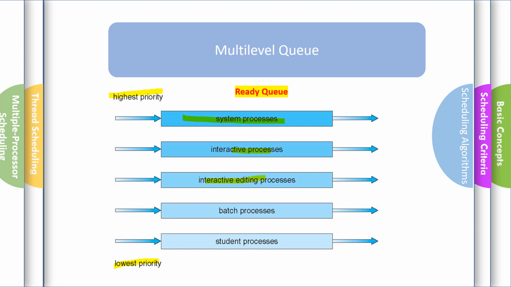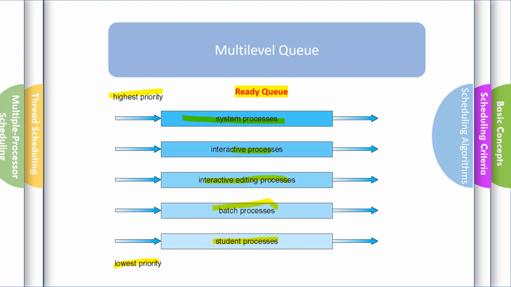Next we have interactive editing processes, which are mid-level priority. Batch processes have lower priority, and student processes have the least priority. In this way, we can have different ready queues, and each of these ready queues can be given a priority. So when processes enter these priority queues, the CPU will be allocated based on that.